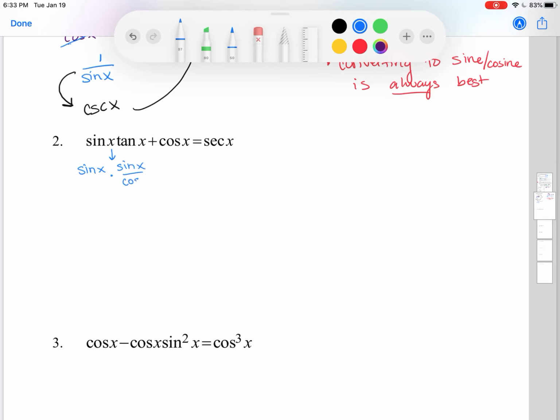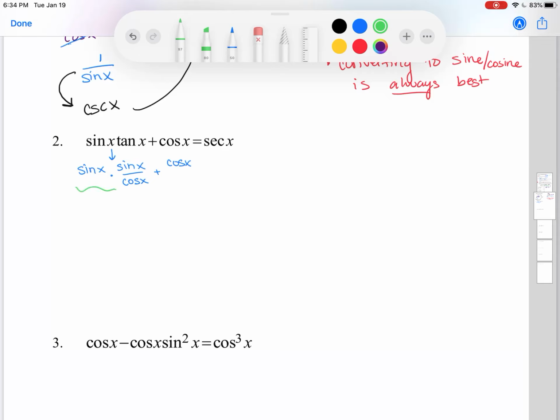So I got sine x times sine x over cosine x. Again, if they're attached to one another, we're going to assume multiplication is happening. And then I'm adding cosine x. So right now I have a denominator in the bottom. In fact, I have a cosine x in the denominator.